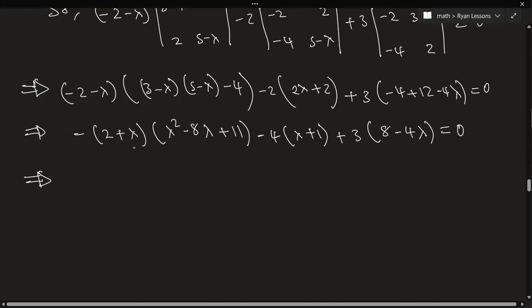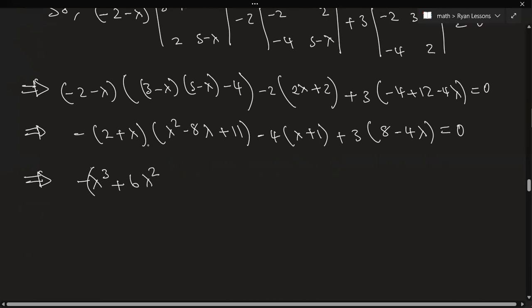So what do we get now? So we'll get negative lambda cubed. Or should I first keep the negative outside? So I take that here, I get lambda cubed. Then I get negative 8 lambda squared plus 2 lambda, so it's 6 lambda squared.